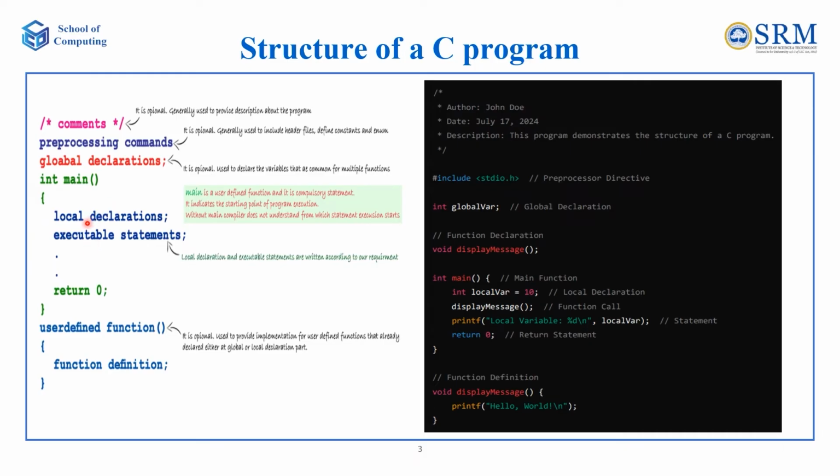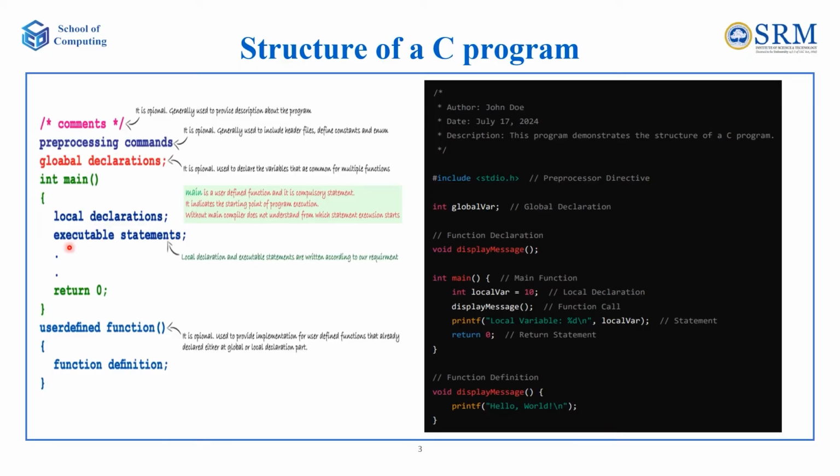The local declarations are made within the main function and they are accessible within the scope of that function. Once the variables are declared within the main function, that is, the local declaration is done, they can be accessed only within the main function and cannot be accessed outside it. For example, we have here a local declaration with a variable local_var, and this variable is assigned the value 10. So local_var cannot be used by a function which is written outside the main function.